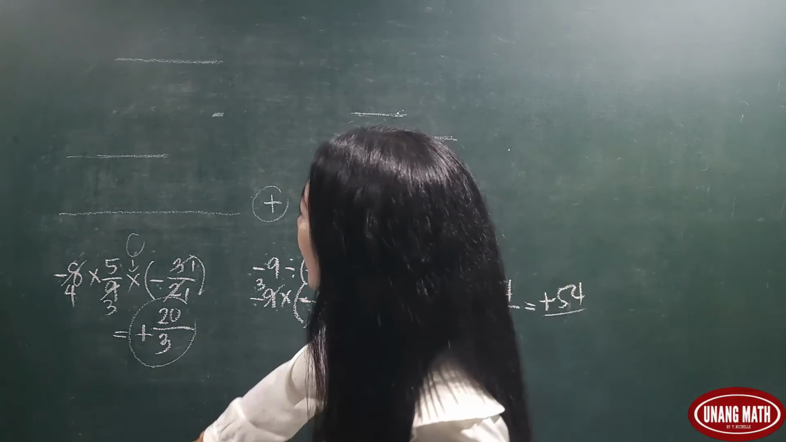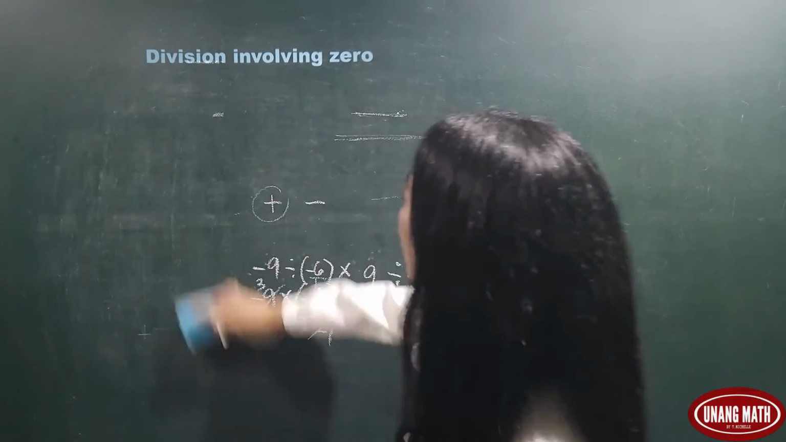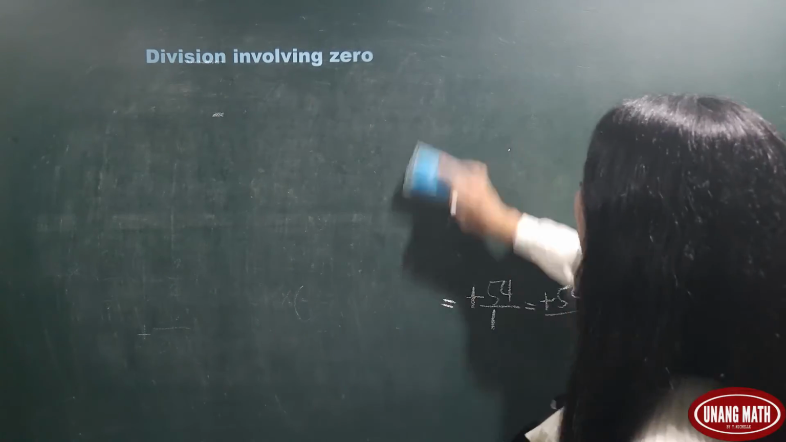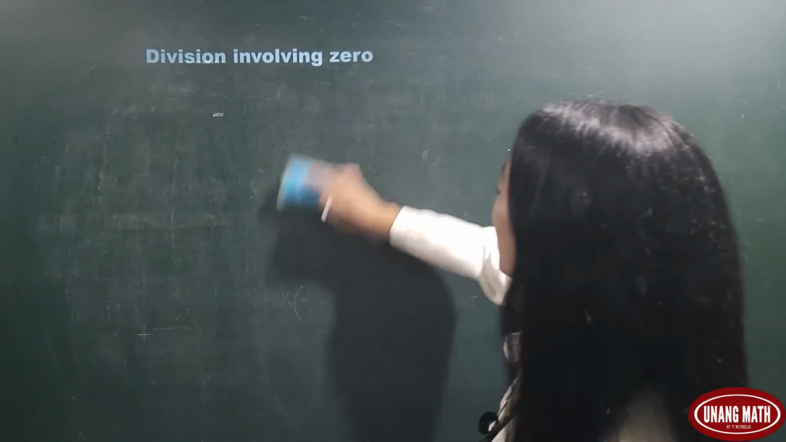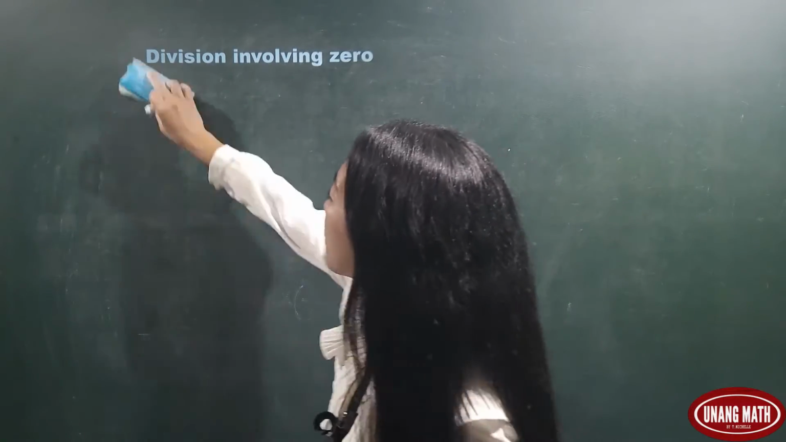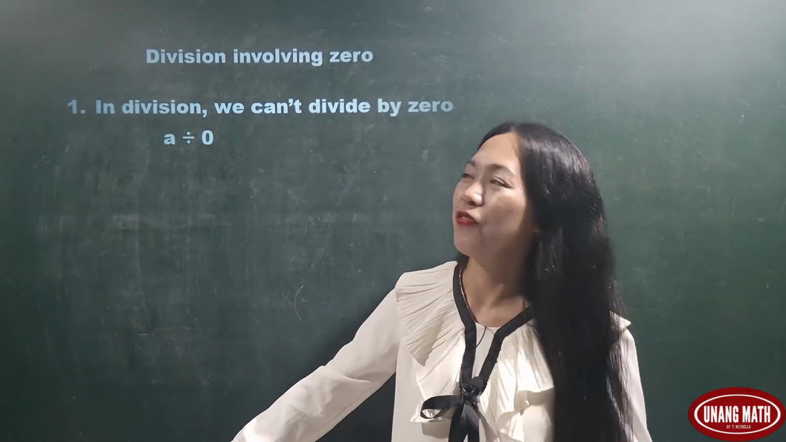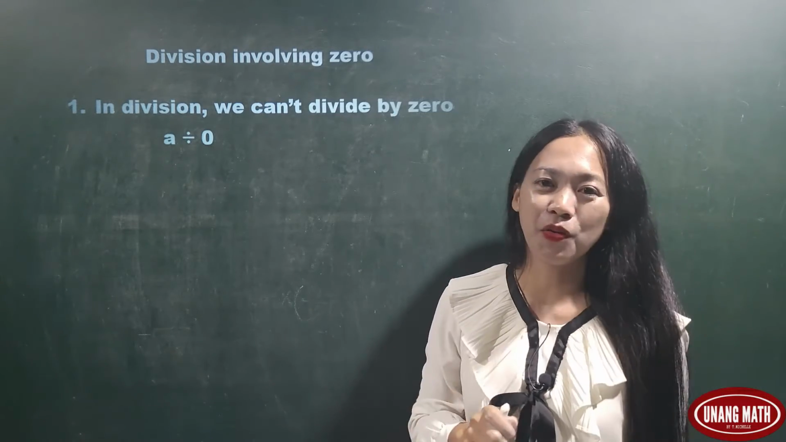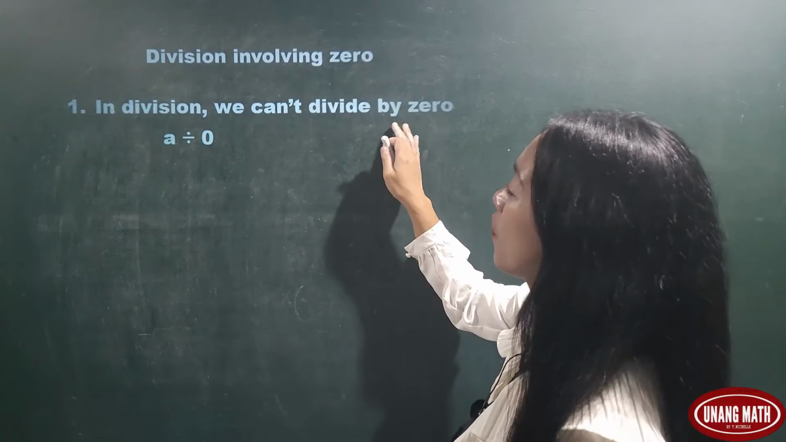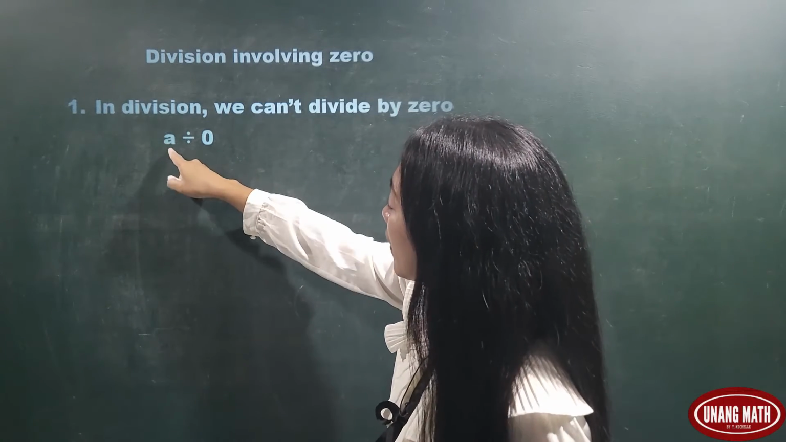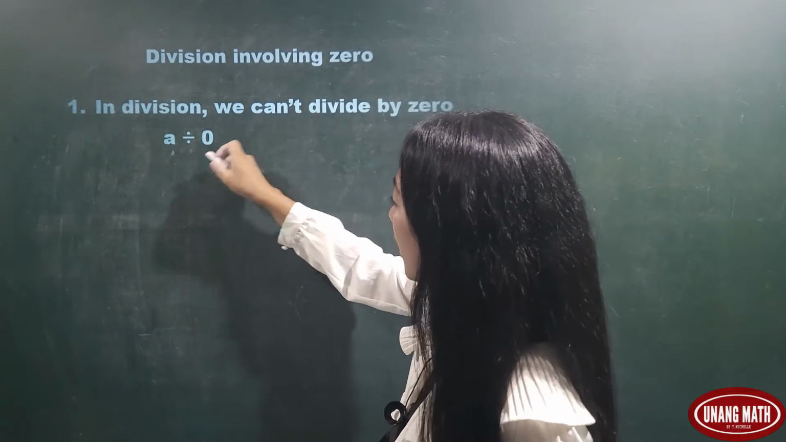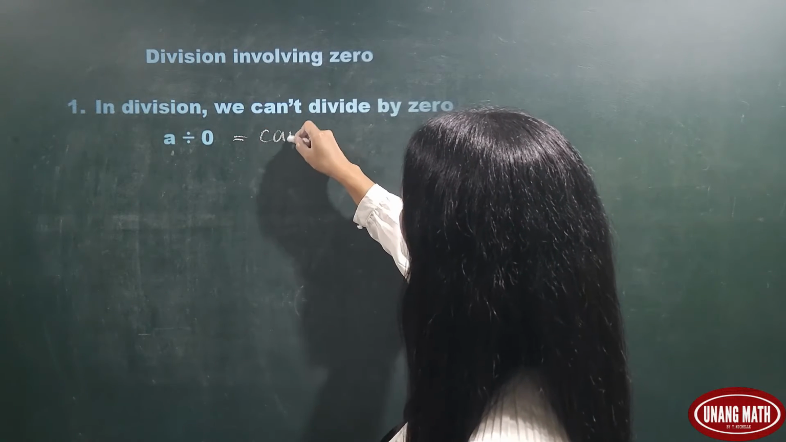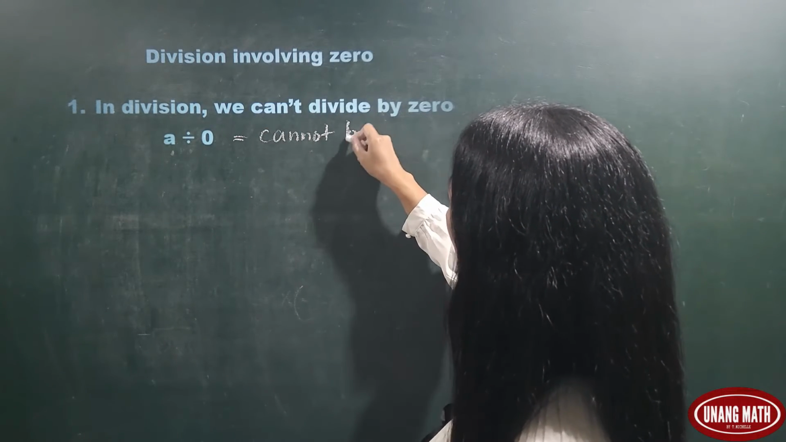Let's move on. Okay, this time, let's talk about dividing or division involving 0. In division, we can't divide by 0. What does it mean by this one? Okay, example. Number divided by 0, this cannot be.